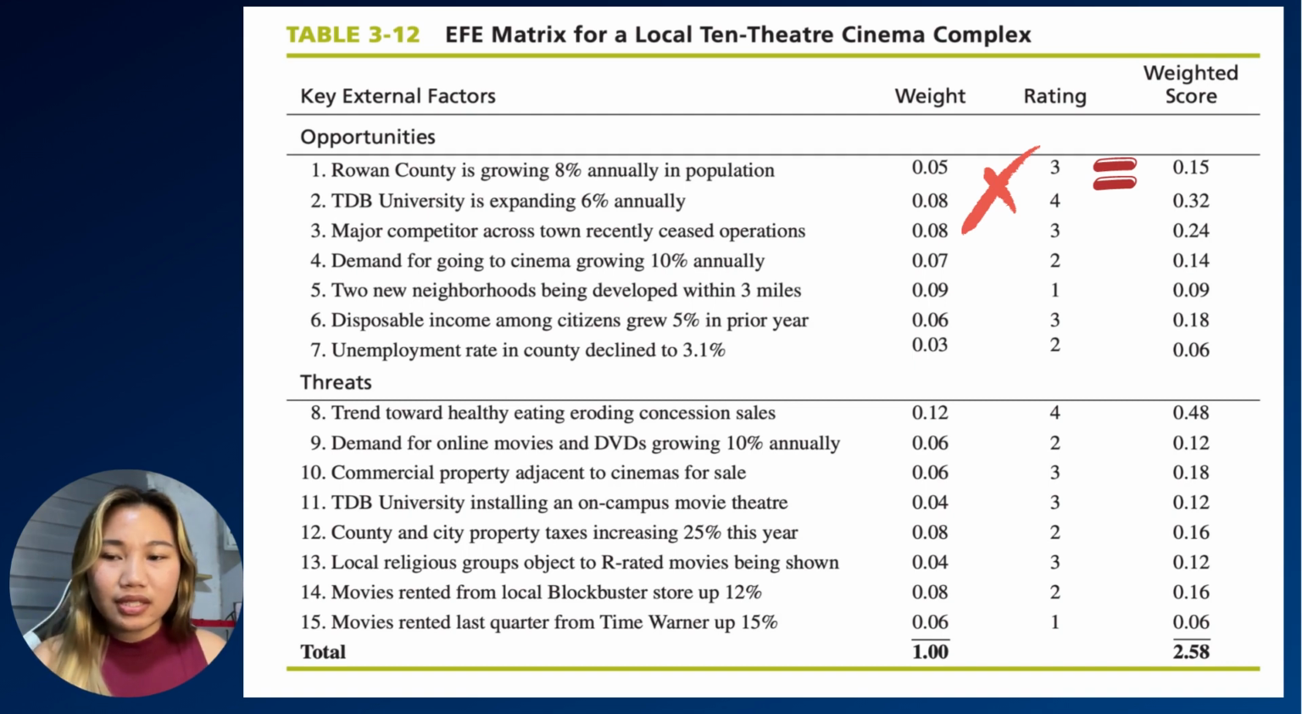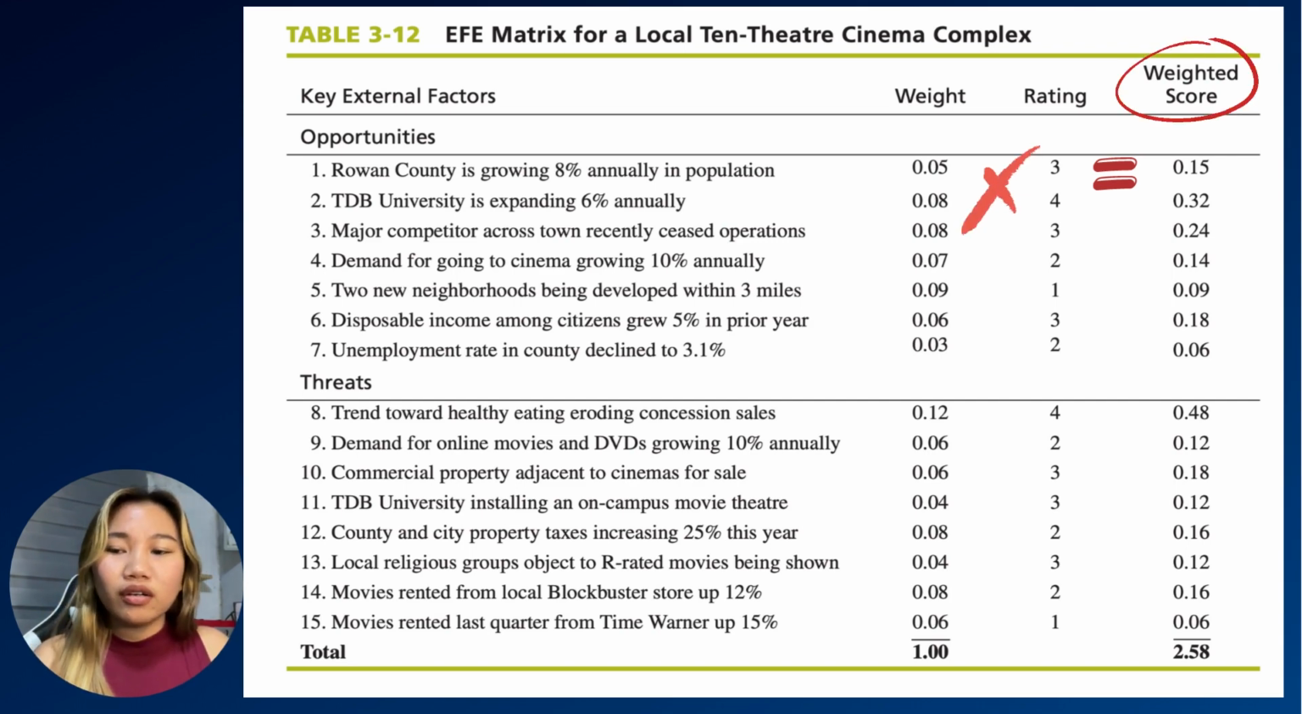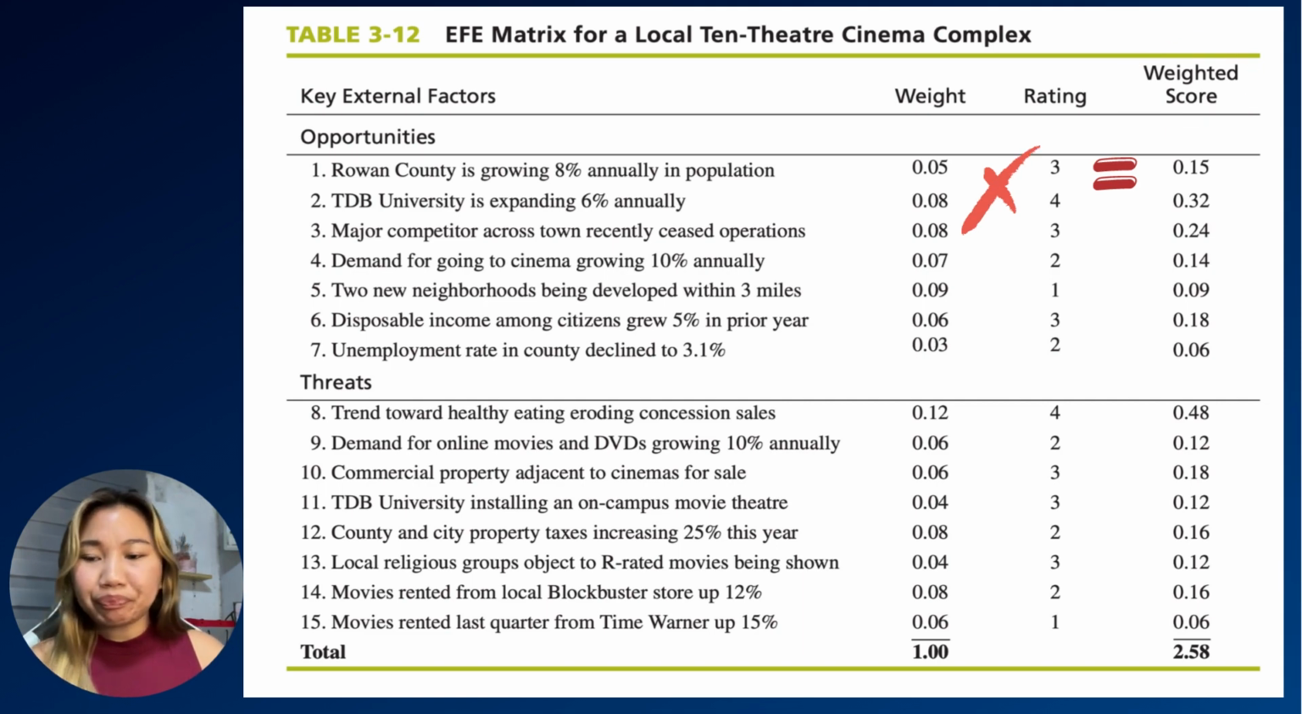Lastly, we have the weighted score. The score is the result of weight multiplied by rating. Each key factor must receive a score. The total weighted score is simply the sum of all individual weighted scores. The firm can receive a total score from 1 to 4 in both matrices. The total score of 2.5 is an average score.